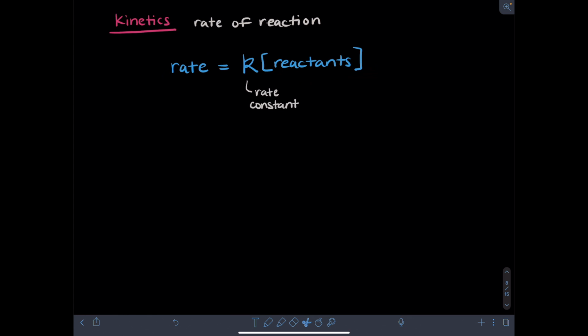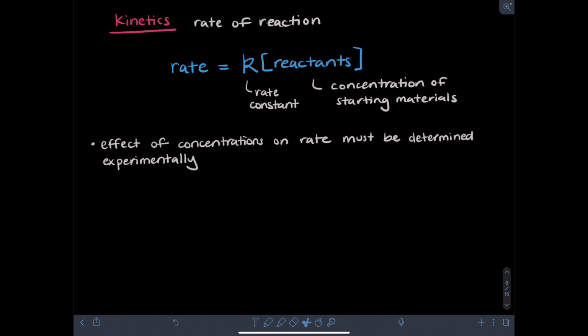Lowercase k is the rate constant, and your concentration term involves the starting materials. The effect of these concentrations on the rate cannot be predicted and needs to be determined experimentally. Let's say you had a reaction involving starting materials A and B. You would start by thinking about a general rate law, where you have a rate constant, the concentration of starting material A to some power x, and the concentration of starting material B to power y.